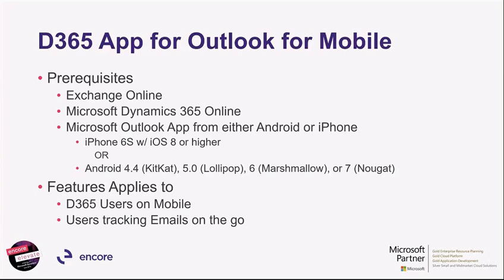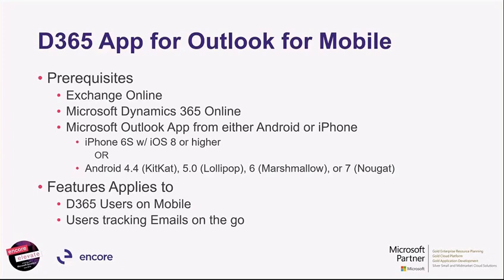The biggest thing is that you have to be on Exchange Online and you have to be on Dynamics 365 Online. Anything of a hybrid or on-premise perspective, you will not be able to have the mobile functionality. You can still use the app for Outlook if you do have a hybrid. However, in order to get the mobile tracking to track emails from your phone, you do have to be on the Exchange and Dynamics 365 Online.